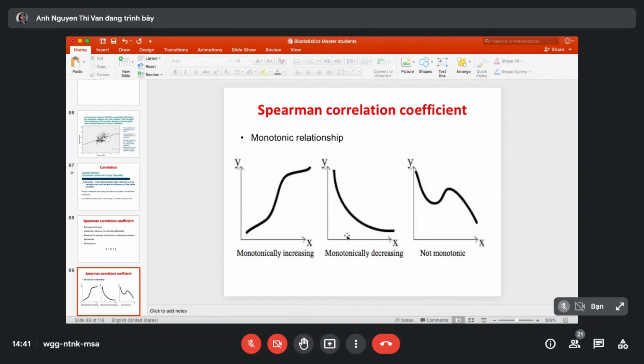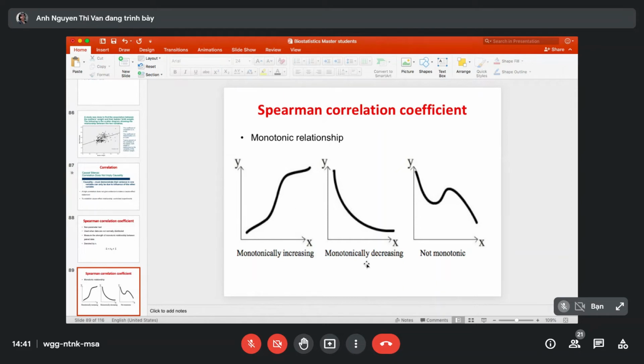The second case is monotonically decreasing. It means it's like the negative correlation. So when the x variable increases, the y variable decreases. We say that these are the two cases of monotonic relationship. It's not a linear relationship. It's not a line. When you draw it, it is a curve. It's not a line, but it has a trend, increasing trend or decreasing trend.